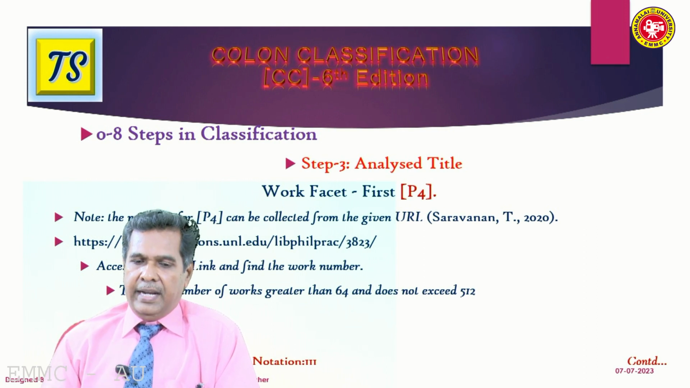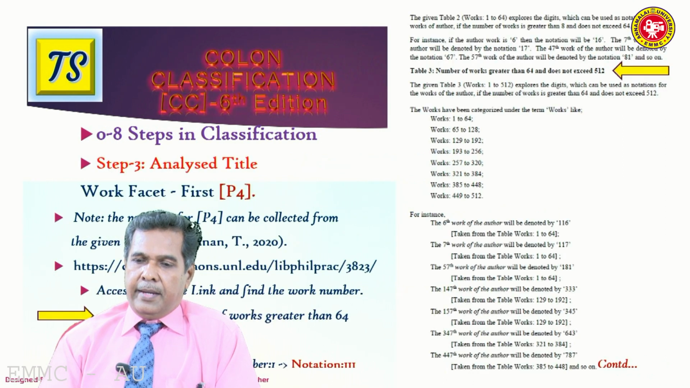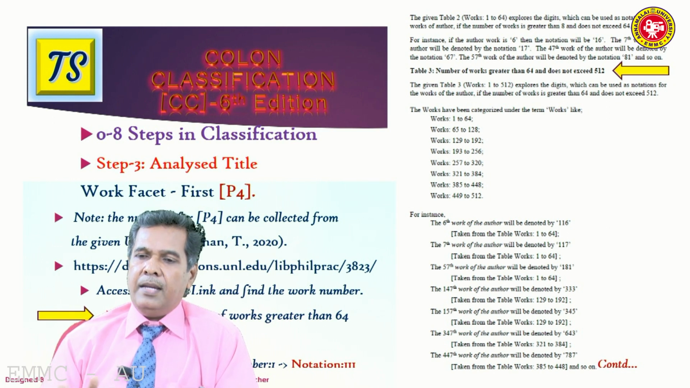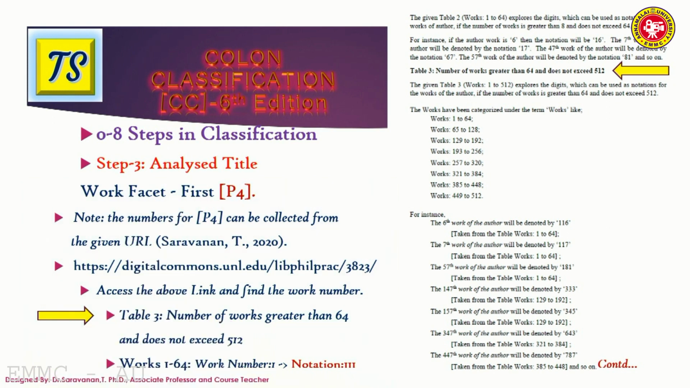The link is provided here. I can show you. See, this is the work facet, and how we can pick up the work number from the document. See the yellow arrow on the left side: table 3 needs to be accessed in the document. If you open the link, you can find the document where table 3 needs to be accessed, where you can find the author work greater than 64 and not exceeding 512.